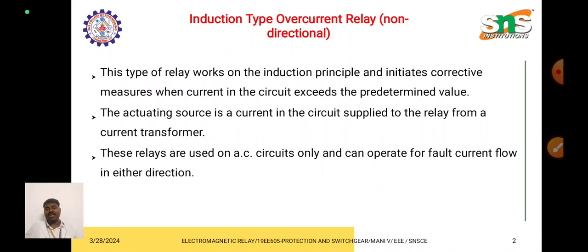Once the current exceeds the pickup current, the relay operates, and it operates under the principle of an induction machine. The actuating source is the current in the circuit, which is supplied to the relay from the current transformer. These relays are used on AC circuits only and can operate for a fault current flowing in either direction. So whether the current is in the forward direction or the reverse direction, the relay can operate. That is what makes it a non-directional relay.